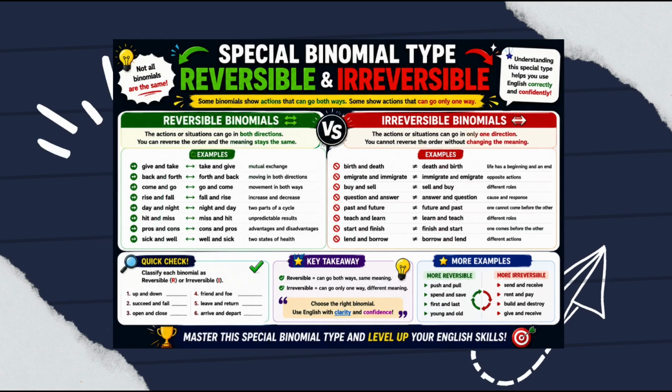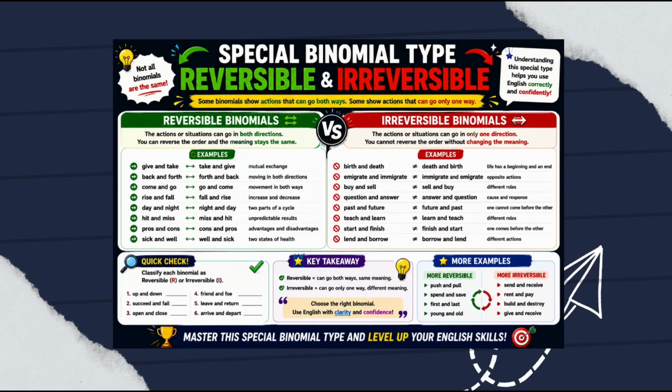Examples of reversible binomials: give and take, it also can be take and give. Back and forth, it also can be forth and back. Come and go, they also can be go and come. Rise and fall, fall and rise. Day and night, night and day. Hit and miss, miss and hit.